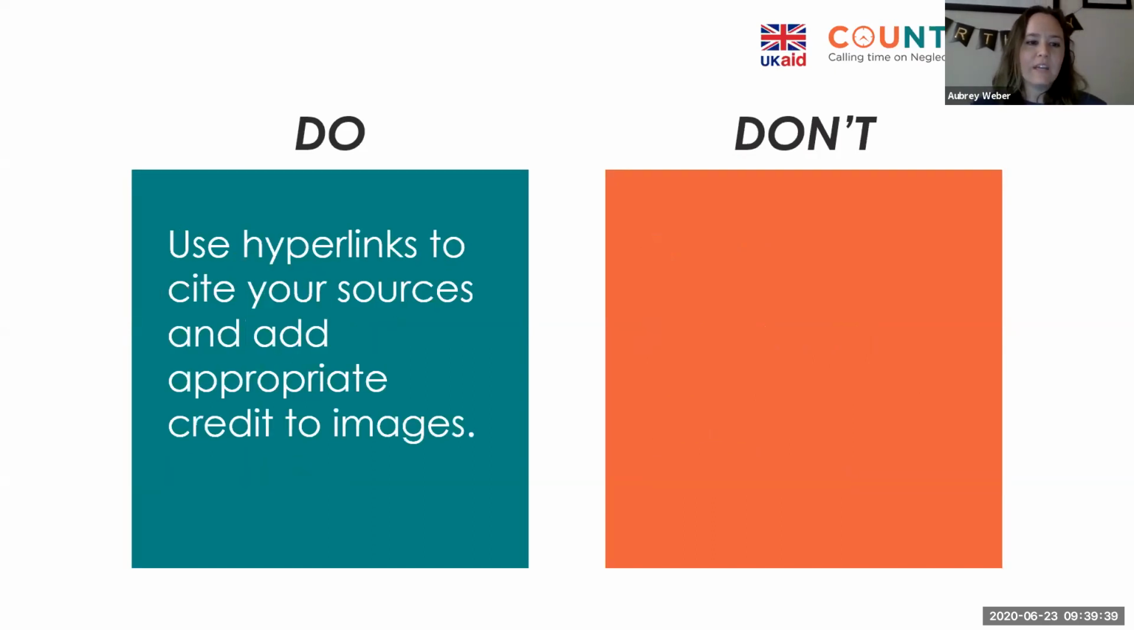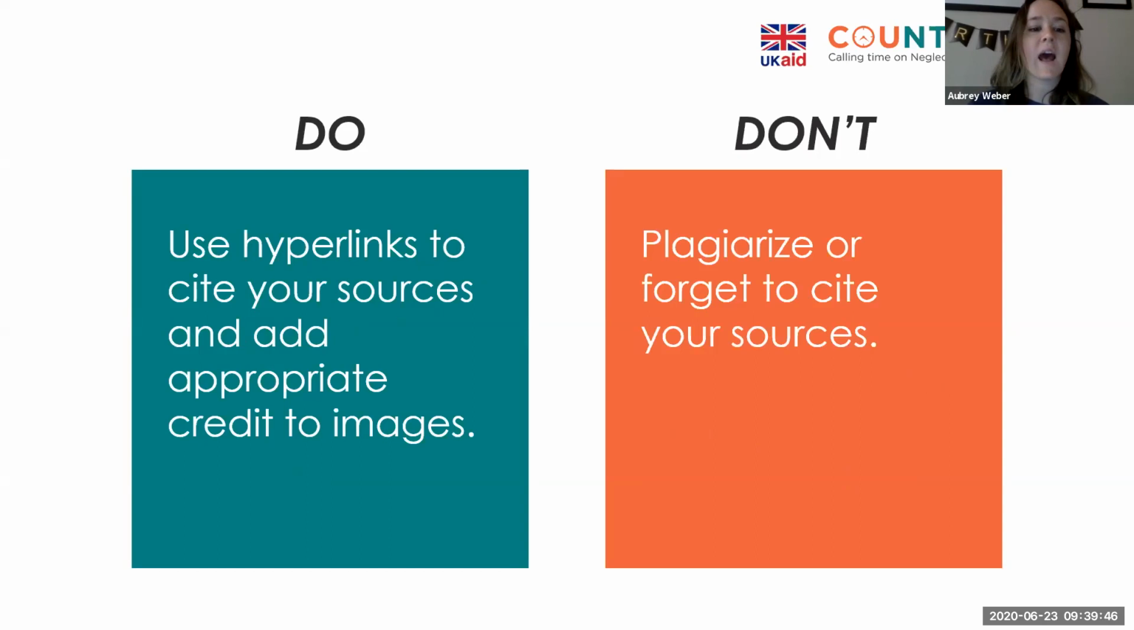Seventh do is to use hyperlinks to cite your sources and add appropriate credit to images that you're using. And you should not plagiarize or forget to cite your sources. Remember, in PowerPoint, a hyperlink to a source will do. There's really no need to then add a reference later on if you have a hyperlink. If no link exists, feel free to add a reference slide at the end of your presentation though.